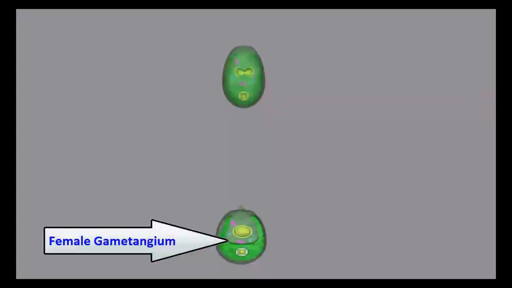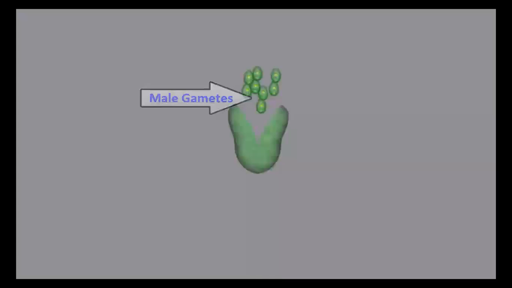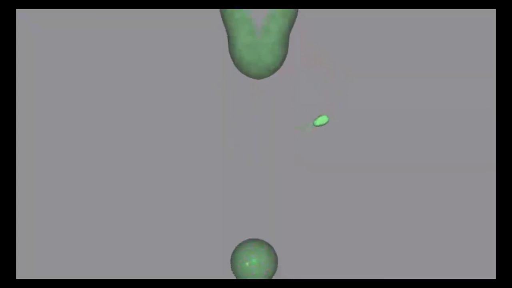Oogamous type. In oogamous type, the female gamete is non-motile. It is called egg or ovum. So the female gametangium produces a single egg, and the male gametangium divides and produces many male gametes which are small in size. The male gametes swim and they come into contact with the egg, and one of the male gametes fuses with the egg, resulting in the formation of a diploid zygote. Since the small male gamete fuses with a non-motile egg, it is called oogamous type.